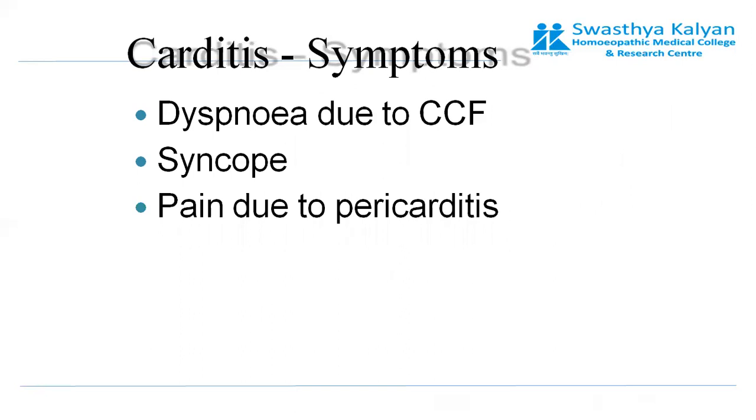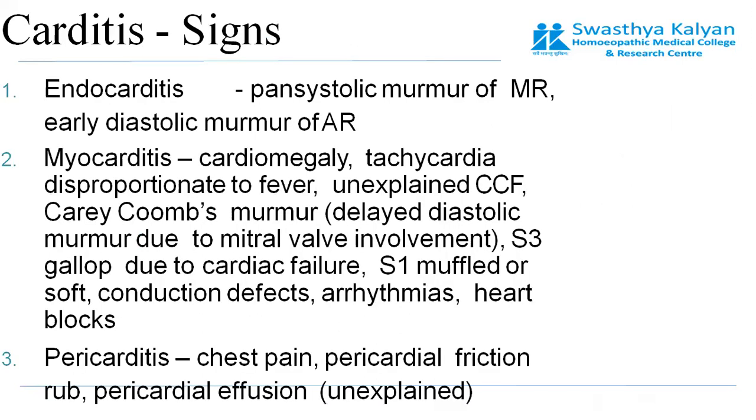Now, the symptoms of carditis: dyspnea would be present, syncope and pain due to pericarditis may be present. Endocarditis, a pansystolic murmur of mitral regurgitation and an early diastolic murmur of aortic regurgitation are the signs. So, we have two types of murmur, that is pansystolic murmur and early diastolic murmur.